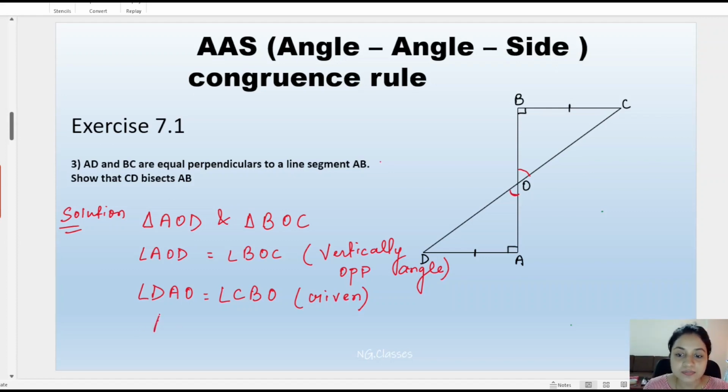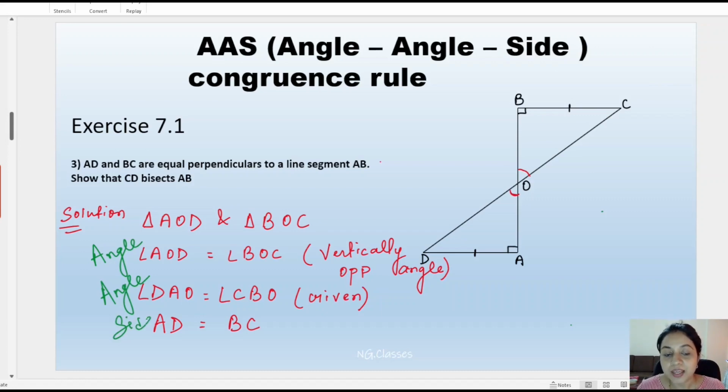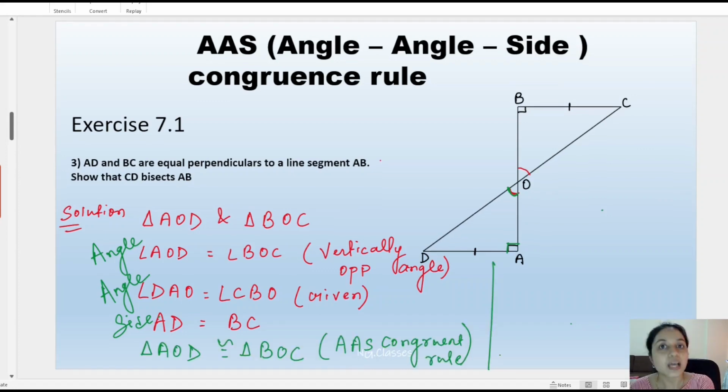Let's write it. Now we can see the sequence: we have got one angle same, then another angle same, and then a side same. We can also check it in the figure: angle, then again angle, and then side. So angle, angle, side, this sequence is maintained in the question. So we can say that these two triangles are congruent with each other by the angle angle side congruency rule. Let's write it.